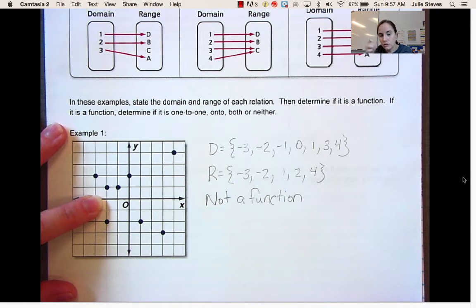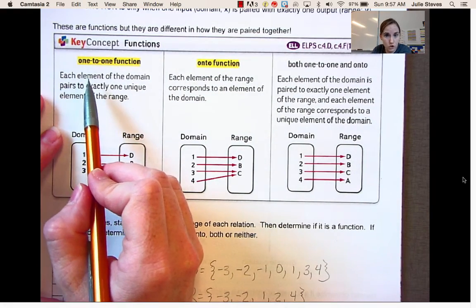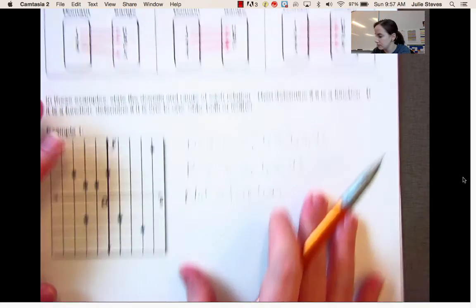Okay, and then we need to determine if it's one-to-one, onto, both, or neither. Well, it's not a function, and all of these are definitions of types of functions. So since it's not a function, it's neither.